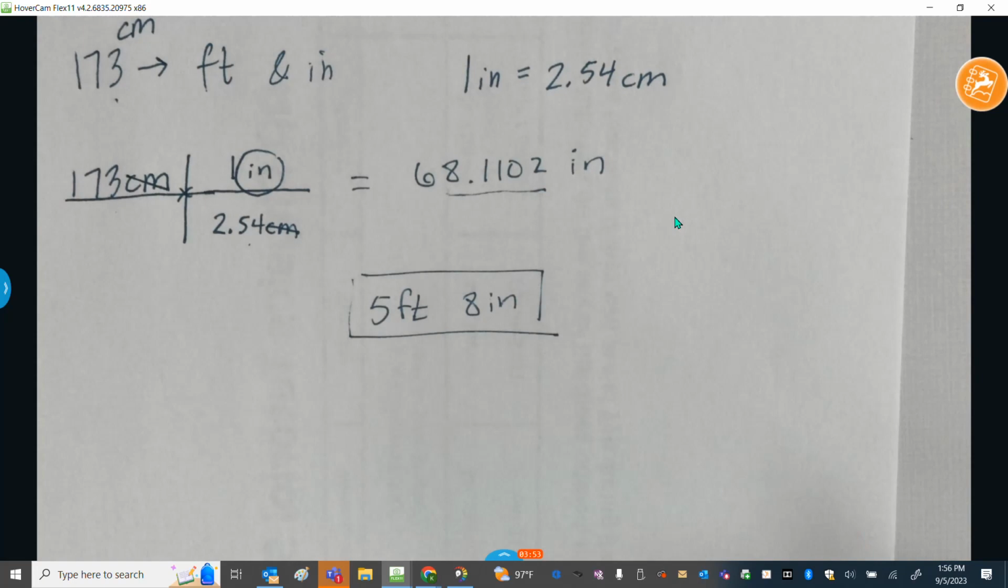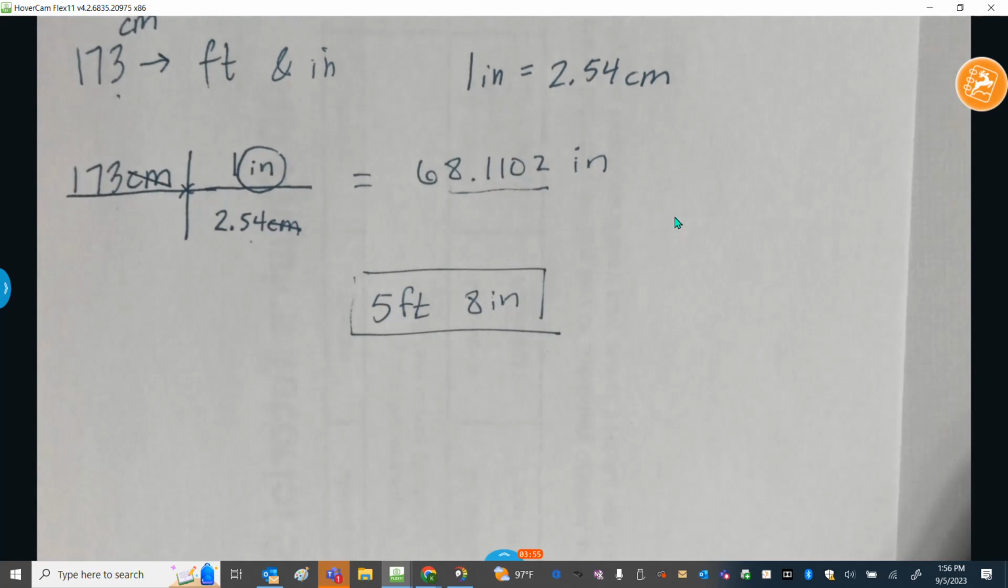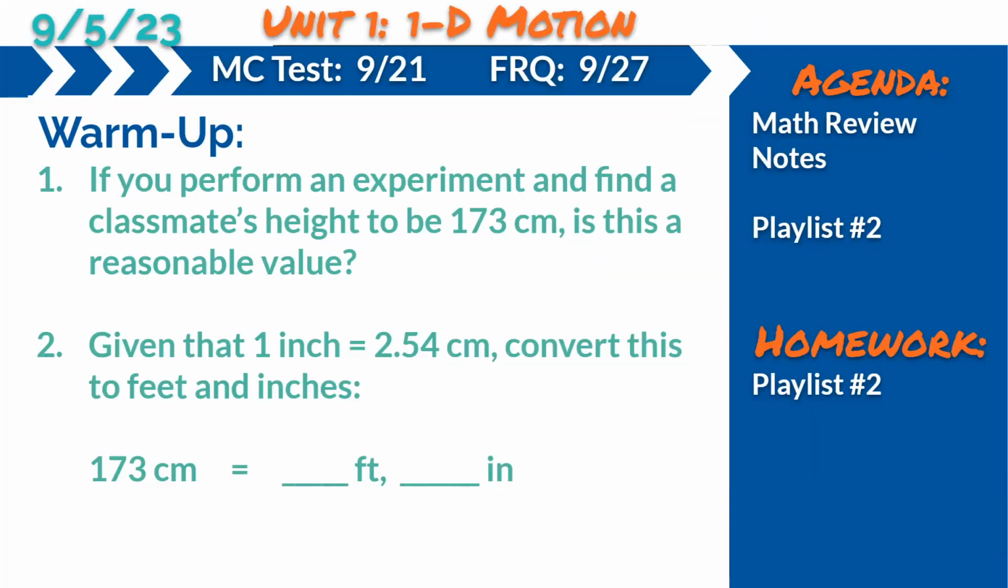So going back to number 1, is that a reasonable value for someone's height? Yes. If you didn't know that before, you know it now. But hopefully you have some working knowledge of the metric system. And if not, hopefully doing conversions like that will at least help you to visualize how much 173 centimeters is. Okay, so we're going to be doing unit conversions, and we do almost exclusively use the metric system. So if it's not something you're familiar with, you're going to have to get there.